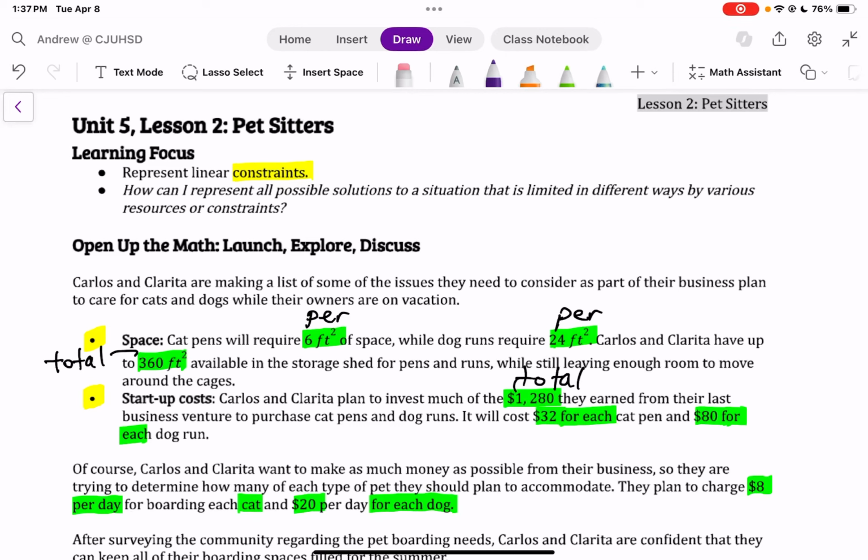This is Unit 5, Lesson 2, Pet Sitters. Today we're looking at a very complicated problem that has what we call constraints. Constraints are things that limit what we can do.